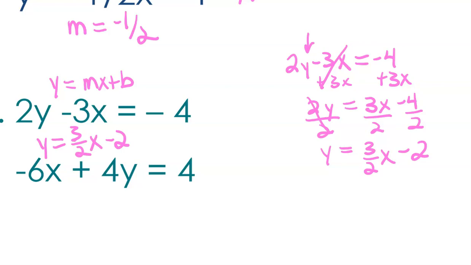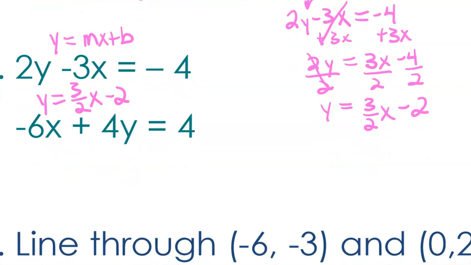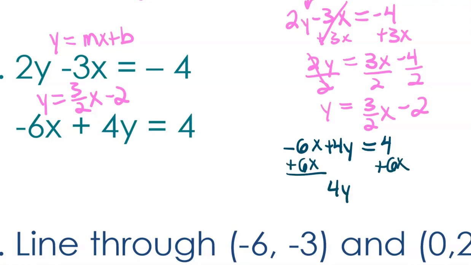This next one, we got the same deal. We have to solve for the y. So let's get a different color here. So we start out with negative 6x plus 4y is equal to 4. Again, we got to solve this for y. So we need to get the x onto the other side, and get 4y is equal to 6x plus 4.